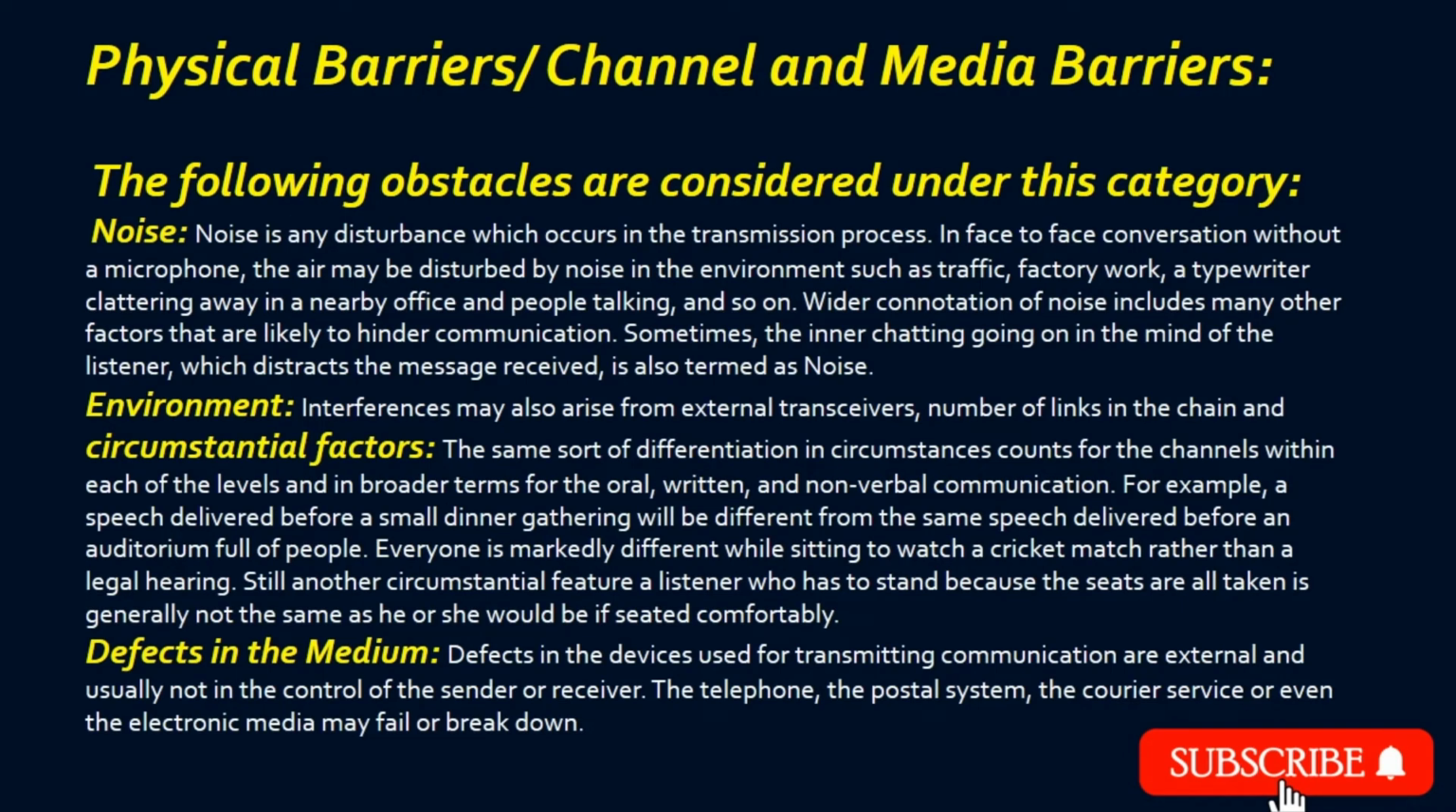The next one is called physical barrier. The previous point we have seen is the geographic barrier. Now it is physical barrier. See, the following obstacles are considered under this category. First one is noise. Noise is a major physical barrier. And the next one is environment. Interference may also arise from external transceivers, number of links in the chain, and circumstantial factors.